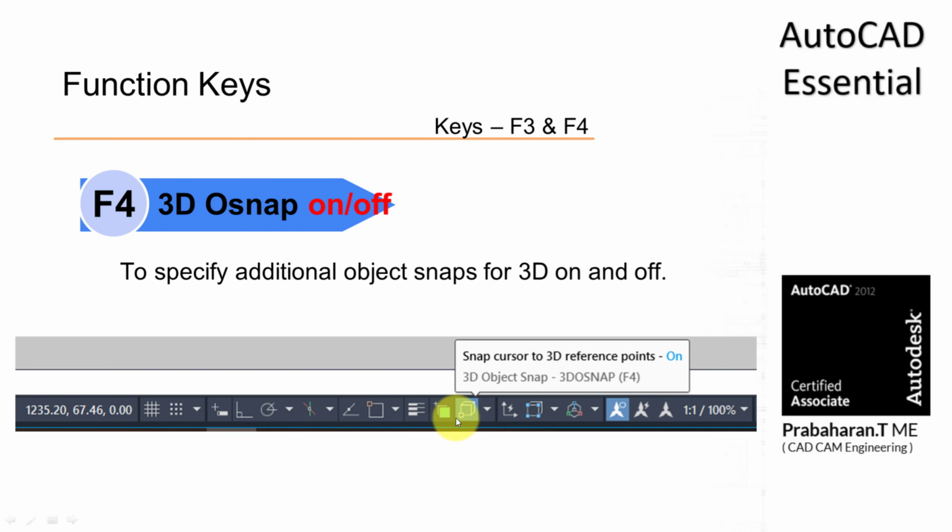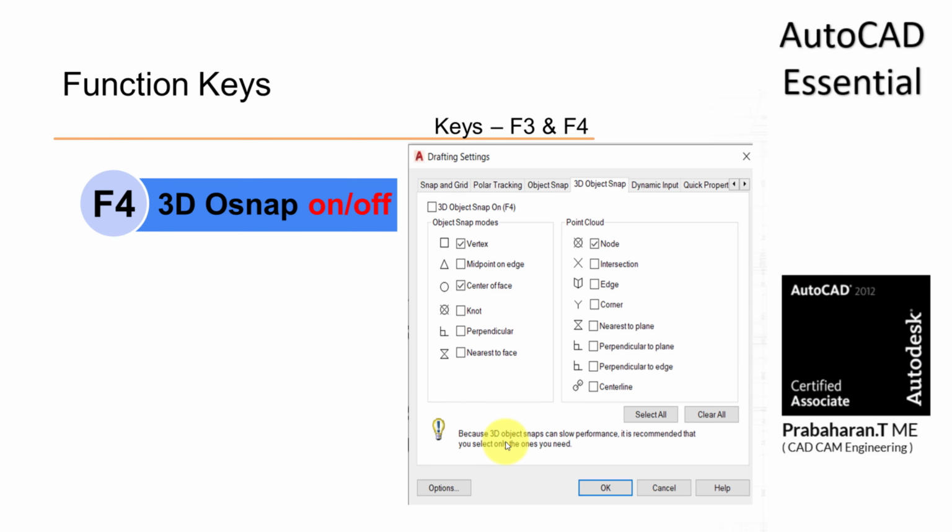Okay. So this is the corresponding icon for three-dimensional object snaps. This is the two-dimensional object snap. This is the three-dimensional object snap. Okay. So some of the additional three-dimensional object snaps are given here. So these object snaps we will discuss during our 3D modeling.